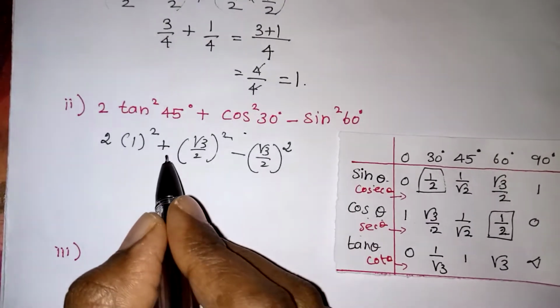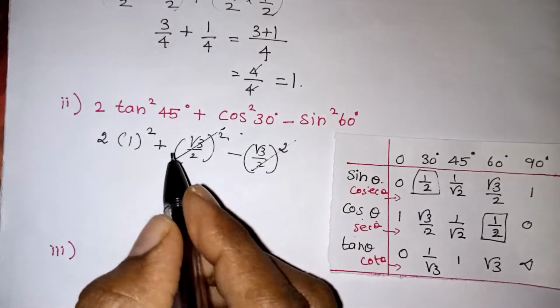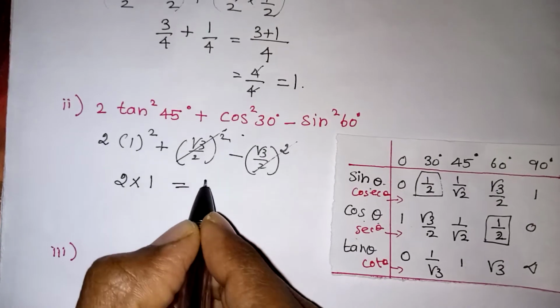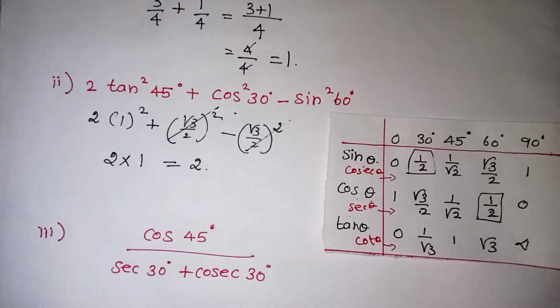So this is a plus root 3 by 2 square. This is a minus root 3 by 2 square. So these two will get cancelled easily. So 2 into 1 squared, 1 1s are 1, so 2 1s are 2. 2 is your correct answer. We'll move on to the next problem now.